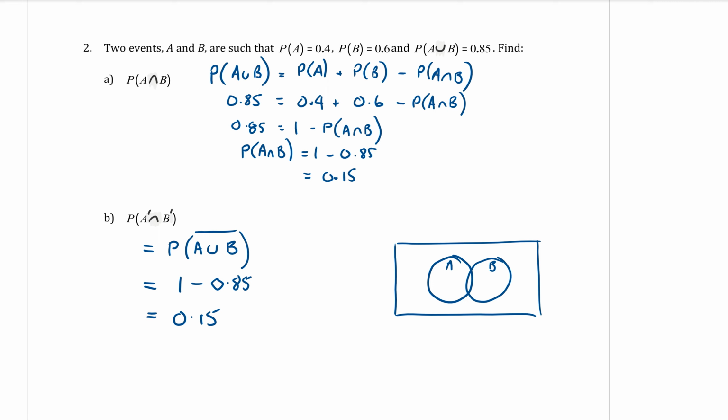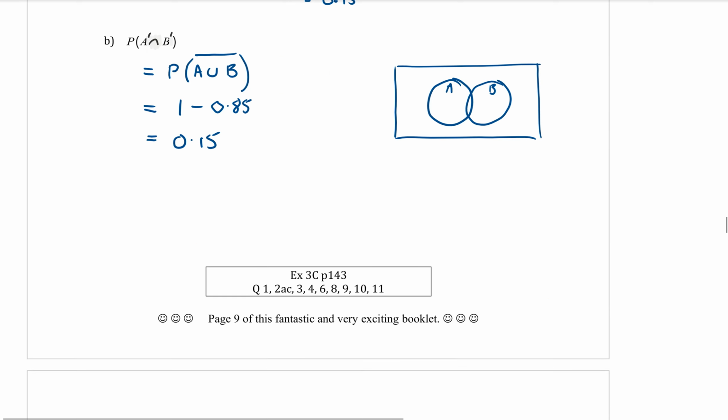Barely. Definitely going to be on your test, so make sure it does make sense. So that is 3C. Probably that is meant to be a little easy topic.